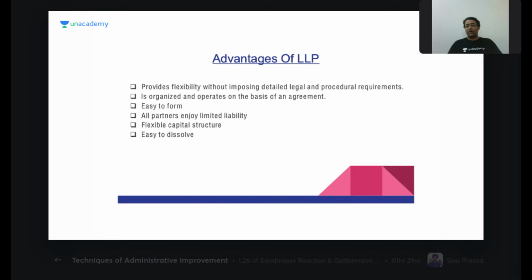Third point, it is easy to form. Like I told you earlier, it's easy. See, I will tell you, it's easier to form than a private limited company, but a little bit more difficult to form than a traditional partnership under the Indian Partnership Act 1932, as this involves a few more forms and procedures, but not as much as a private limited company. So all you need to do is get two partners, get their DIN numbers, or DPIN, that is designated partner identification numbers. You need to get them digital signatures.